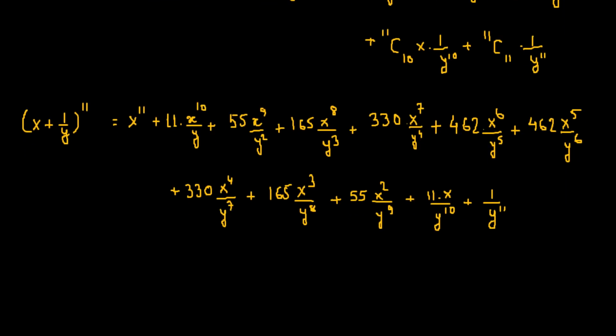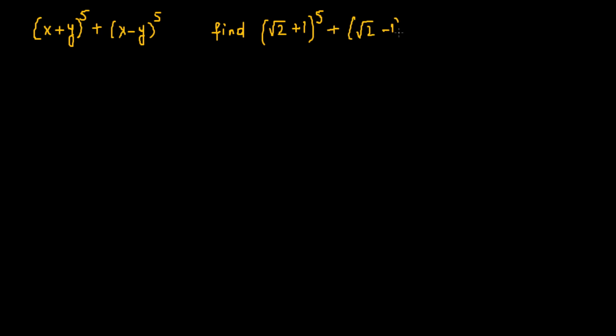Next question is a very interesting one. This was covered in lecture number 3. So the question goes something like this. So we have x plus y raised to the power of 5 plus x minus y raised to the power of 5. So we have to expand this binomial expression, and then using the result we get, we need to find the value of root 2 plus 1 raised to the power of 5 plus root 2 minus 1 raised to the power of 5.